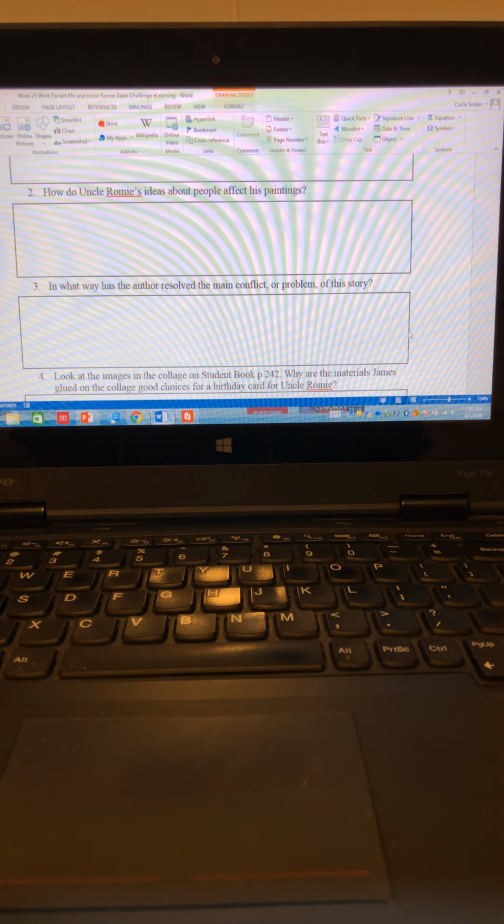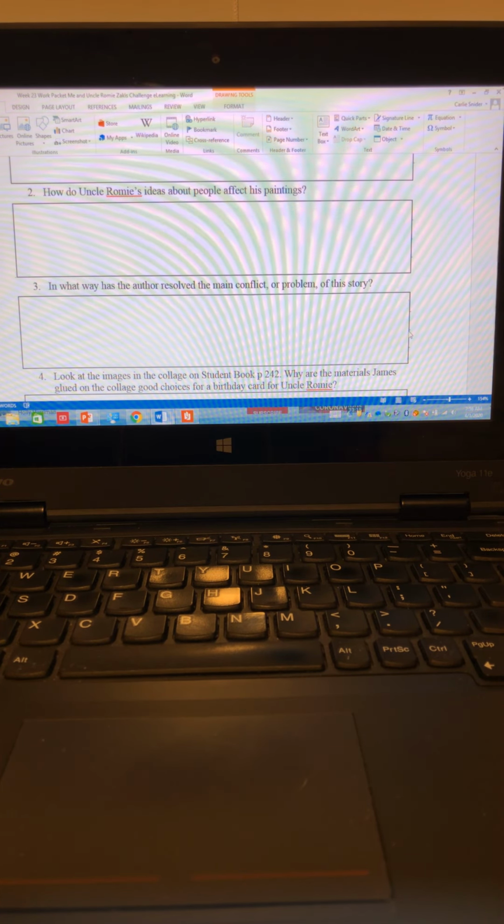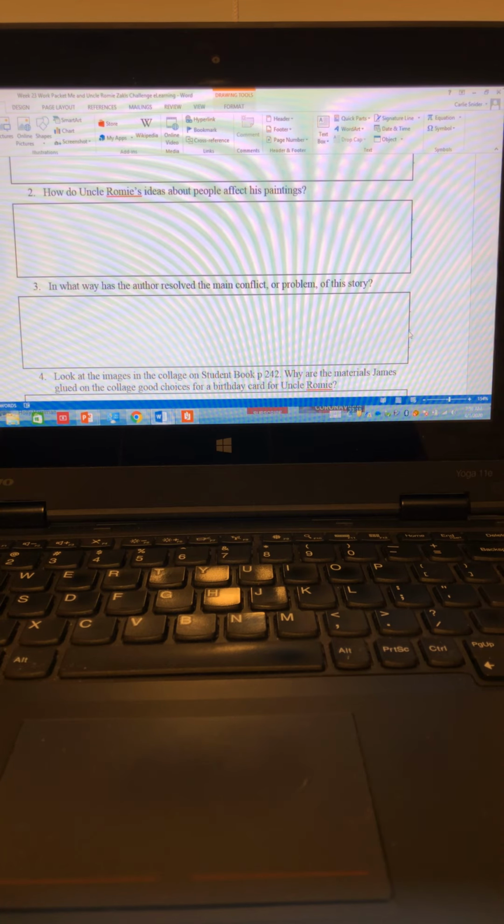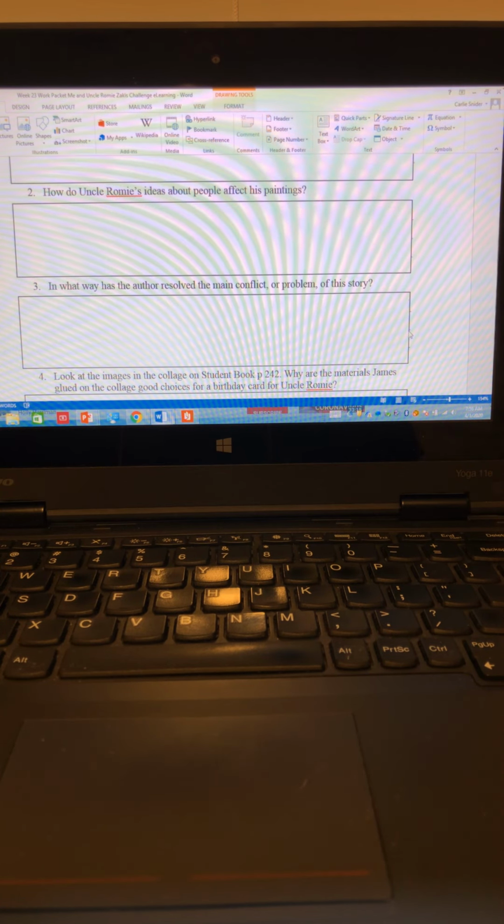Number 2, how do Uncle Romie's ideas about people affect his painting? That question is asking you, yes, we know he does collage paintings. Yes, we know he's an artist. But how do the people he meets and the areas he goes to help with his artwork? Include that in your answer.